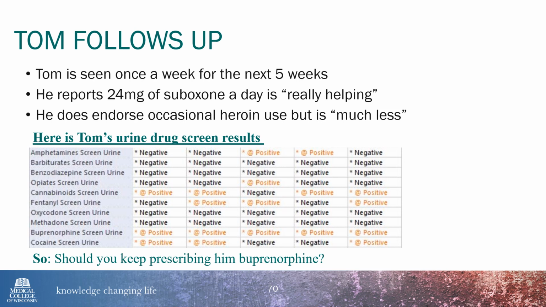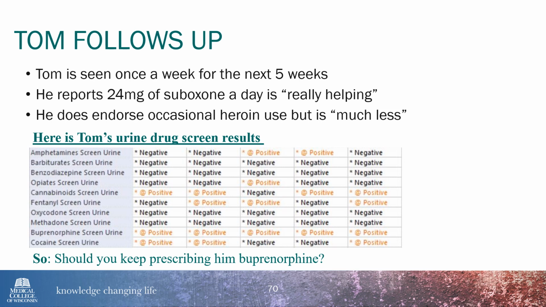So Tom follows up again in clinic several times, once a week for the next 5 weeks. He reports that he's taken his Suboxone 24 milligrams, or 8 milligrams 3 times a day, and he's doing great, doc. It's really helping. He endorses that, yes, he uses heroin occasionally, but he's using much, much less.